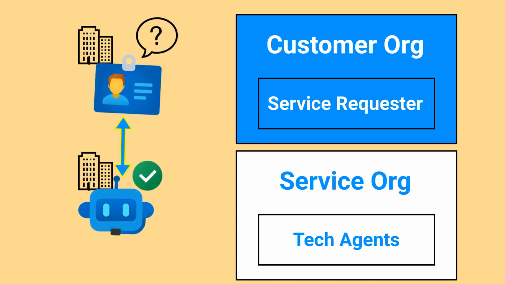In short, the service requester from the customer organization has a tech issue and submits a ticket to the tech agents from the service organization, who use the tools at their disposal to resolve the issue. Understanding the roles and interactions among these four players is essential for a well-functioning ticket management system, promoting effective communication, issue resolution, and overall customer satisfaction. Now on to how this process works in more detail.